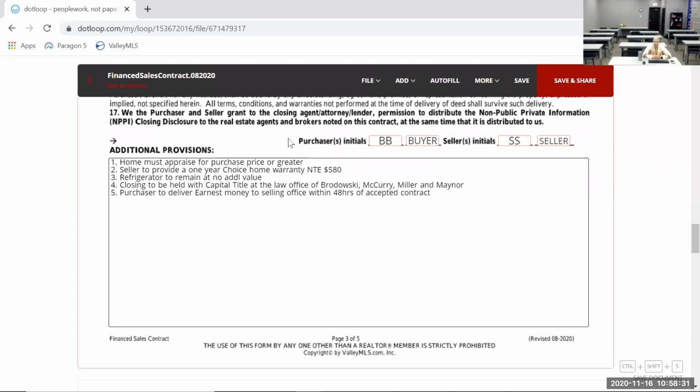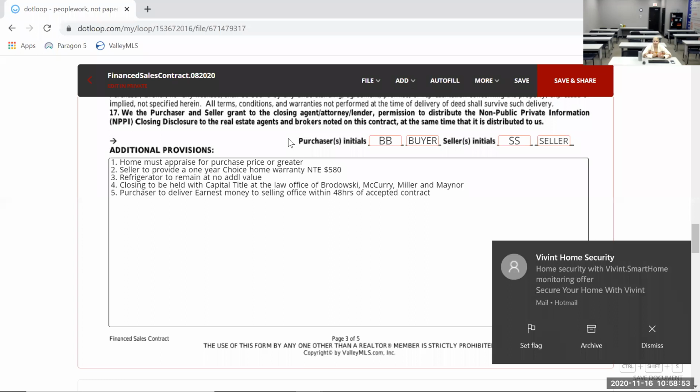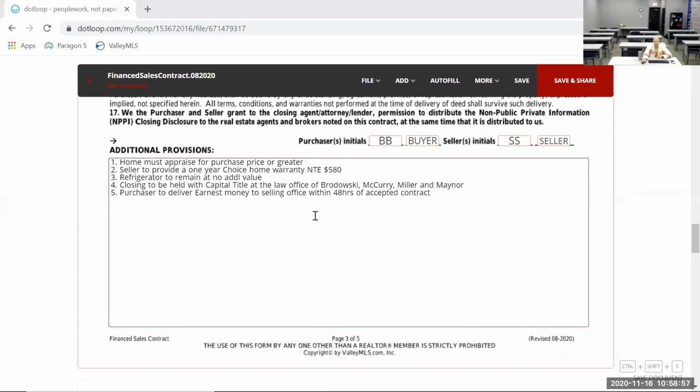Are you sure that you want to ask for this? This is something that you can purchase outside, that you don't have to ask the seller to pay for. The buyer can actually buy their own home warranty should they choose to do so. Okay, but just know that anything that you put in here, you're running more risk of not getting an approved contract. Okay.